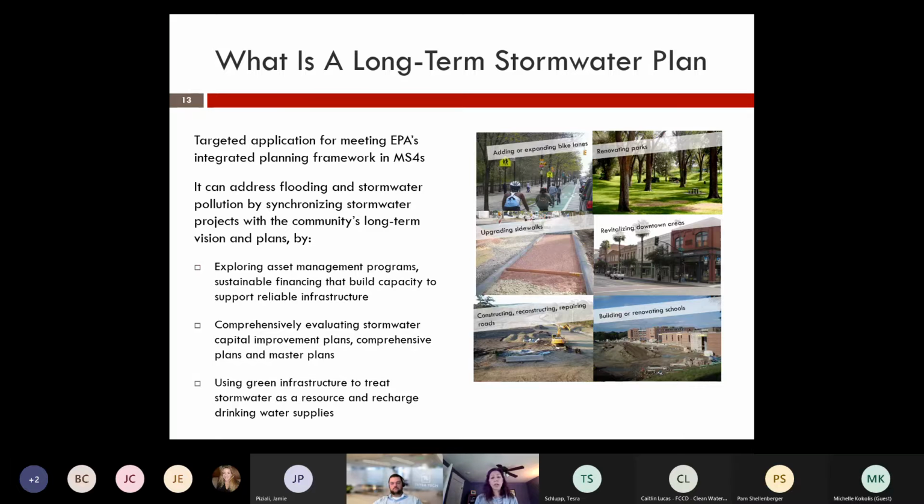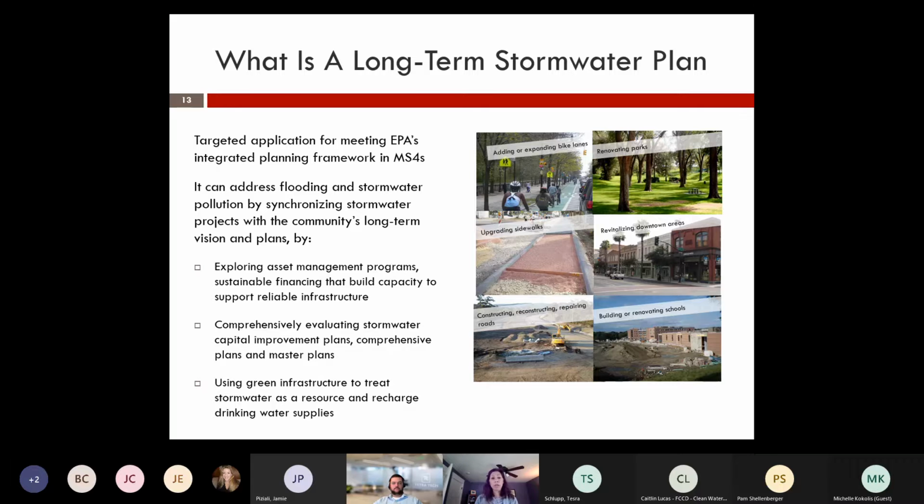So long-term stormwater planning addresses flooding and stormwater pollution. And again, you can synchronize the stormwater projects and look at a long-term solution with incremental milestones of 5 years over a 20 to 30-year period, so that you can comprehensively evaluate your capital improvement plans, your comprehensive plans, all your master plans. You can explore what your asset management programs look like. Think about sustainable financing over time, because you can't pay for it all at once, of course. And that also helps build capacity and reliability across your infrastructure over time.